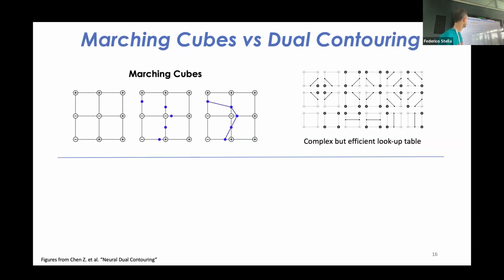Very briefly how it works. I will not go into details, but here you have an example of a grid on the plane. So this is marching squares, not cubes. So let's say we have positive values here, negative values here, and then positive values again here.